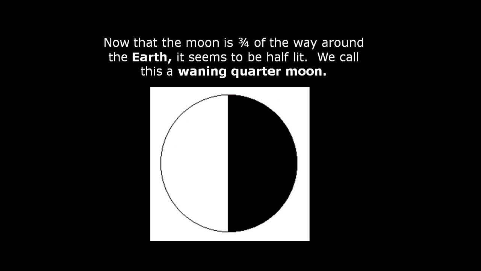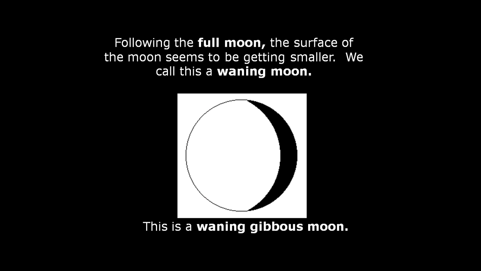Now that the moon is 3/4 of the way around the earth, it seems to be half lit. We call this a waning quarter moon. Following the full moon, the surface of the moon seems to be getting smaller. We call this a waning moon. This is a waning gibbous moon. Waning meaning getting smaller.